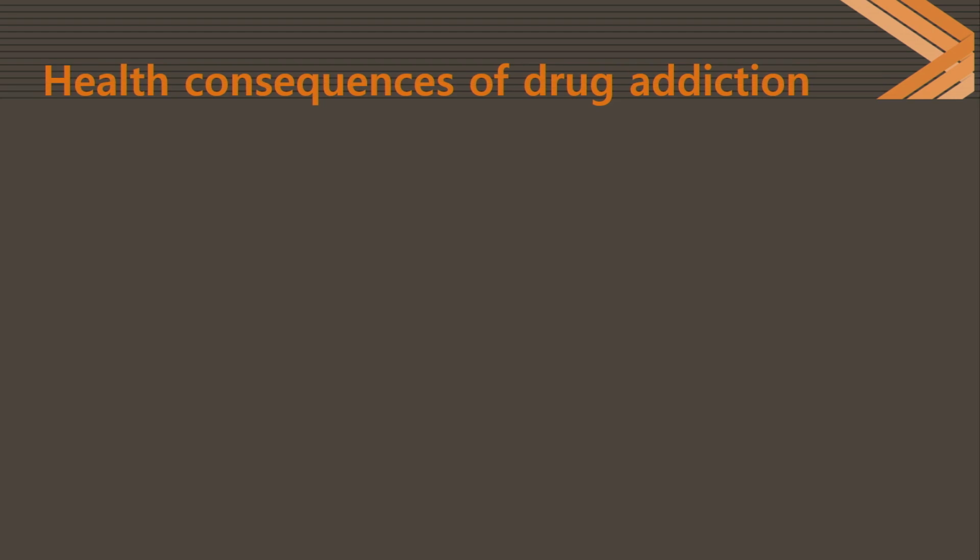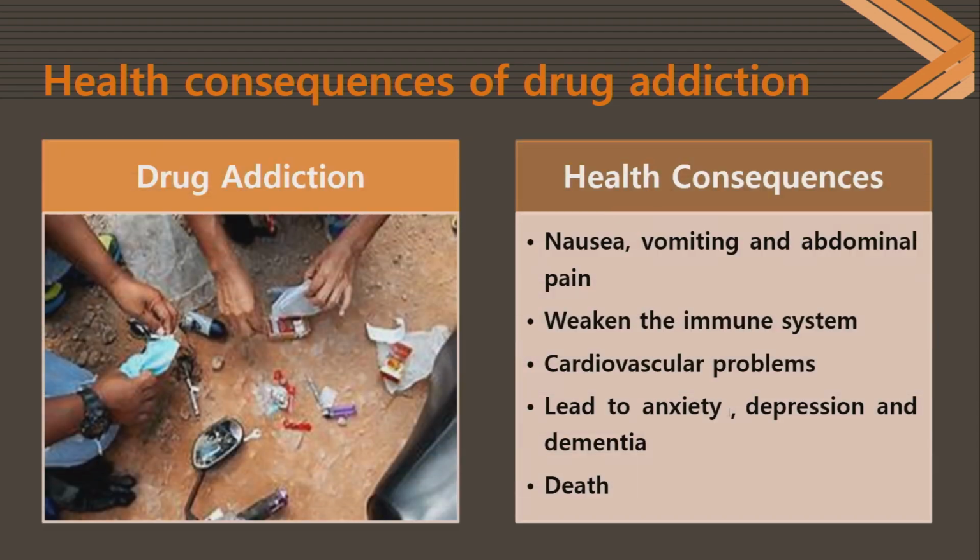Now let us look at the health consequences of drug addiction. Consuming drugs can result in nausea, vomiting, and abdominal pain. It can weaken the immune system, thus making one more prone to infections. Cardiovascular problems. It can also lead to anxiety, depression, and dementia. At times, it can even result in death.